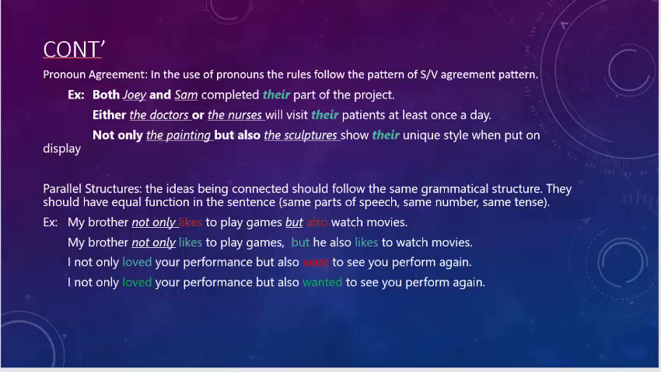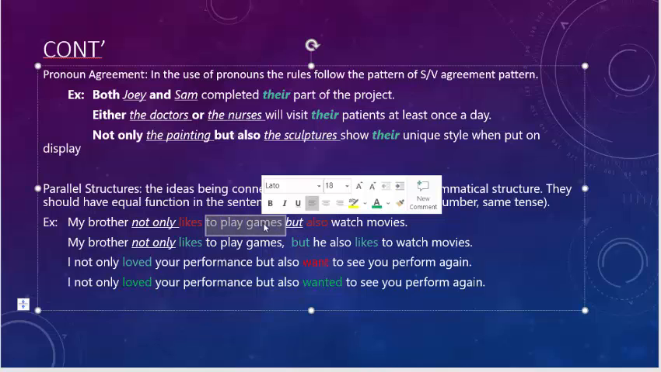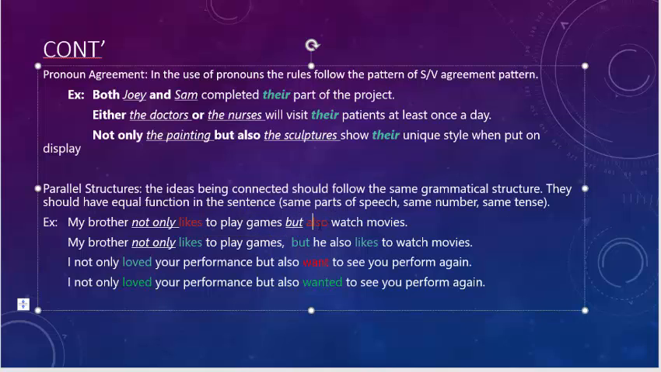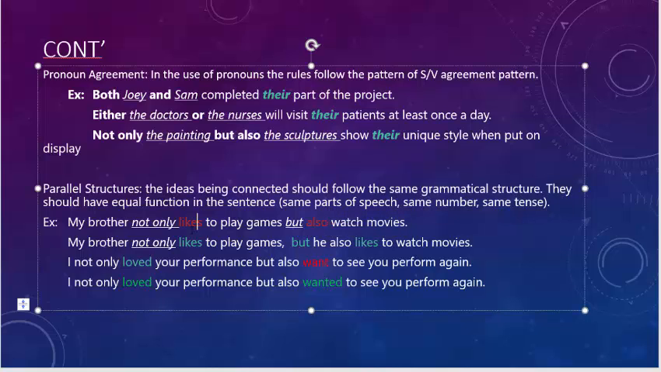For example, my brother not only likes to play games but also watch movies. In this example, after the verb likes there is an infinitive phrase, but after "also" there is a bare verb phrase. So this is not parallel, and we have to make it parallel. My brother not only likes to play games but he also likes to watch movies.